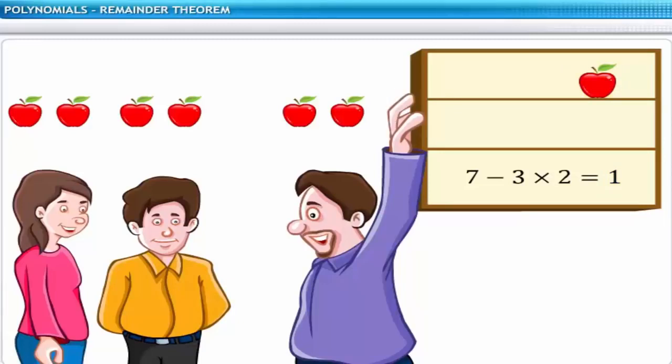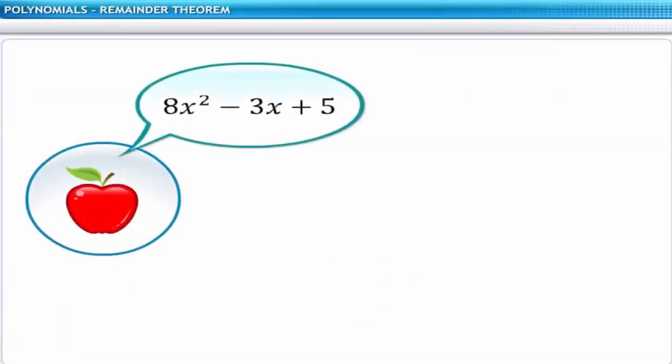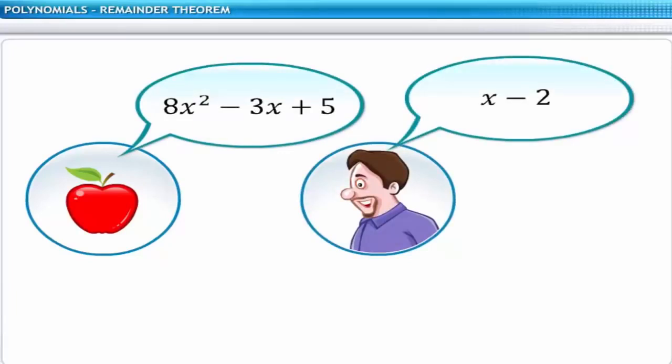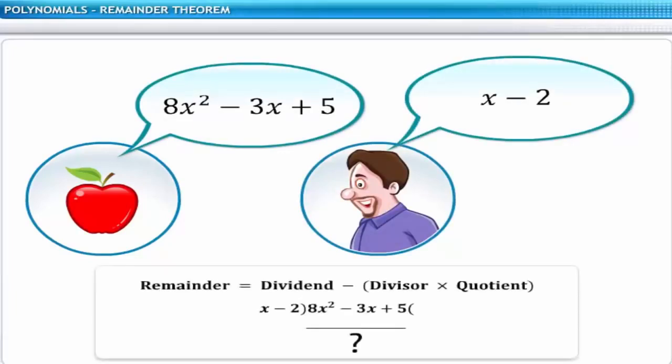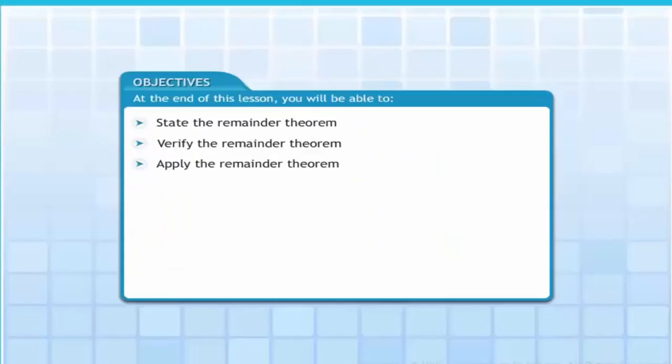However, if the number of apples and recipients were polynomials, such as 8x squared minus 3x plus 5 and x minus 2, then the remainder can be calculated quickly and easily by using a theorem called the remainder theorem. Welcome to the lesson on remainder theorem. At the end of this lesson, you will be able to state the remainder theorem, verify the remainder theorem, and apply the remainder theorem.